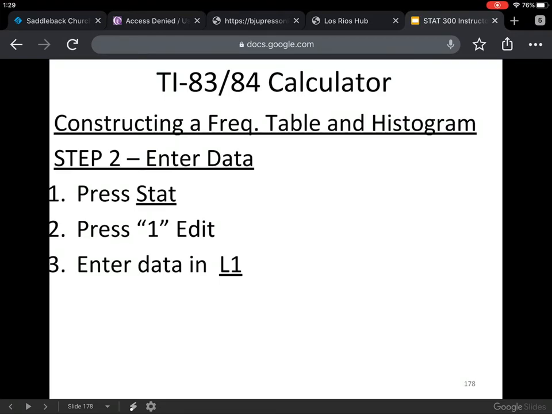The second thing that you need to do is enter in the data. So you're going to press statistics, and then you're going to press the number 1, and you're going to edit L1, and that's where it's going to pull the data to be able to create a frequency distribution table and therefore create a histogram.